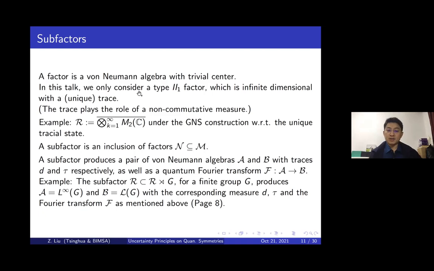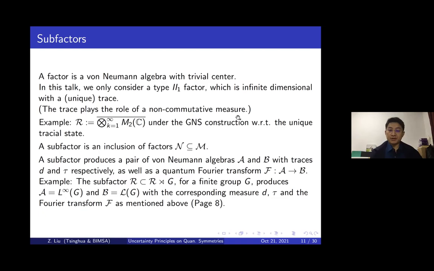And in this talk, we will consider a special type of factor that's called type II_1. Usually Murray and von Neumann gave us a classification of different types of factors, and this is one of them. I won't give you the original definition, but it has an equivalent one. That means the von Neumann algebra is infinite dimensional and it has a trace. A very beautiful result of Murray and von Neumann said that in this case, the trace exists and is unique. The good thing is that this will be the best measure for us to do analysis.